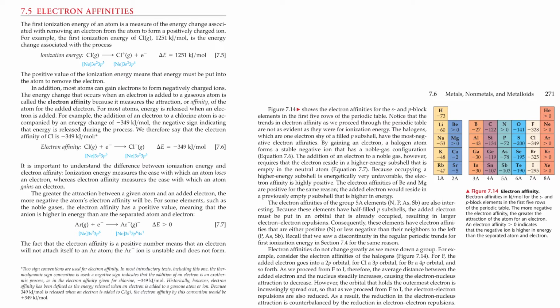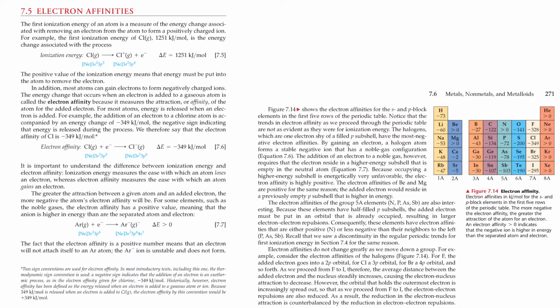The positive value of the ionization energy means that energy must be put into the atom to remove the electron. In addition, most atoms can gain electrons to form negatively charged ions. The energy change that occurs when an electron is added to a gaseous atom is called the electron affinity, because it measures the attraction or affinity of the atom for the added electrons. For most atoms, energy is released when an electron is added.